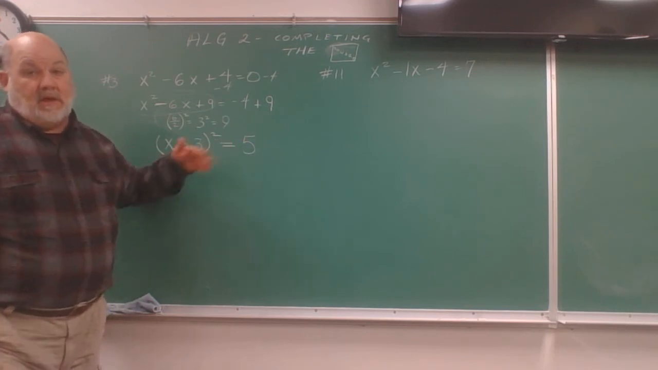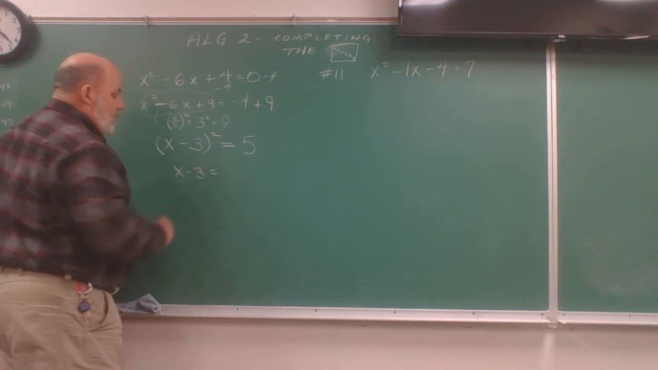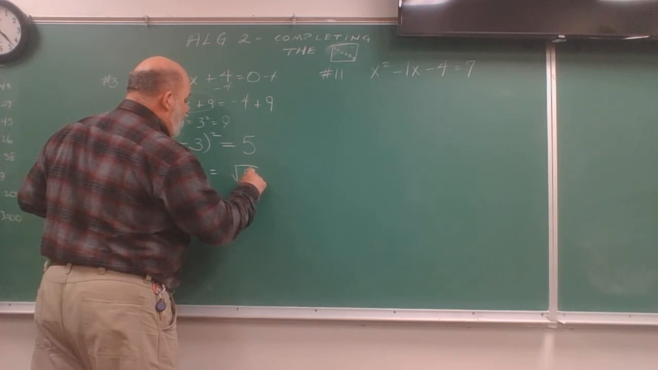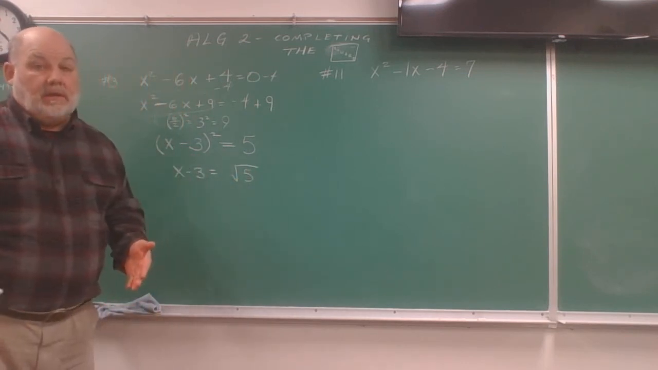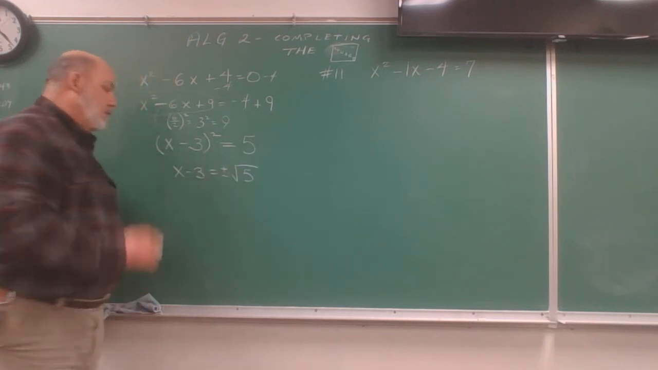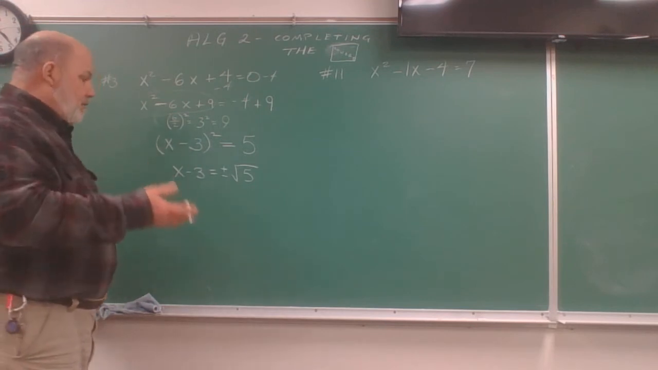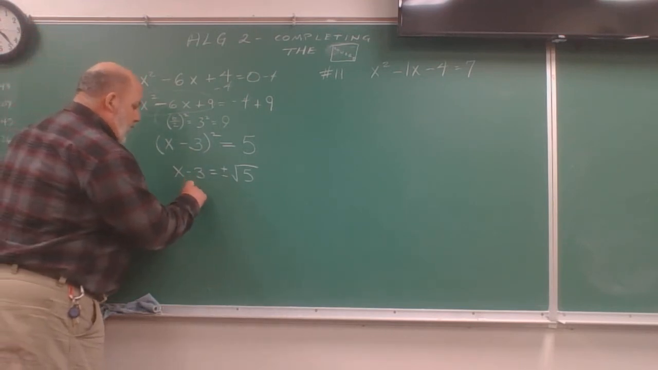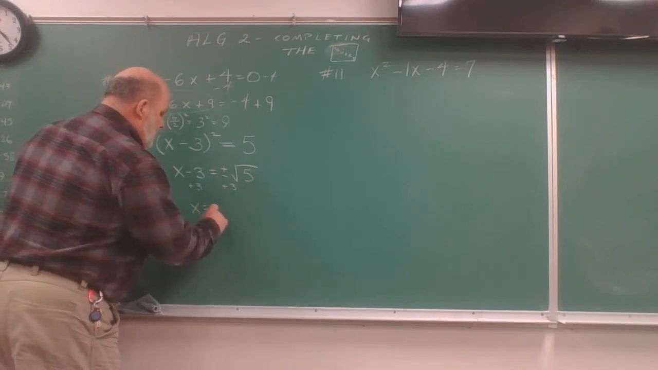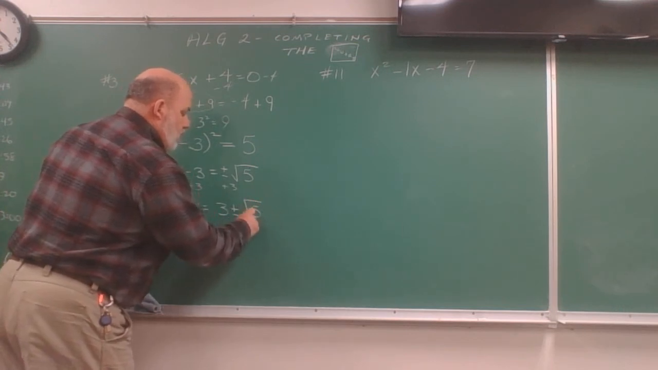Trying to get the x by itself, I need to take the square root of both sides. Taking the square root of the left-hand side, it's not a problem. The right-hand side, I get square root of 5. And do not forget that when you take the square root of both sides, this one is always plus or minus. Still got to get x by itself. X is not by itself yet. I add 3 to both sides, and we get x equals 3 plus or minus the square root of 5.